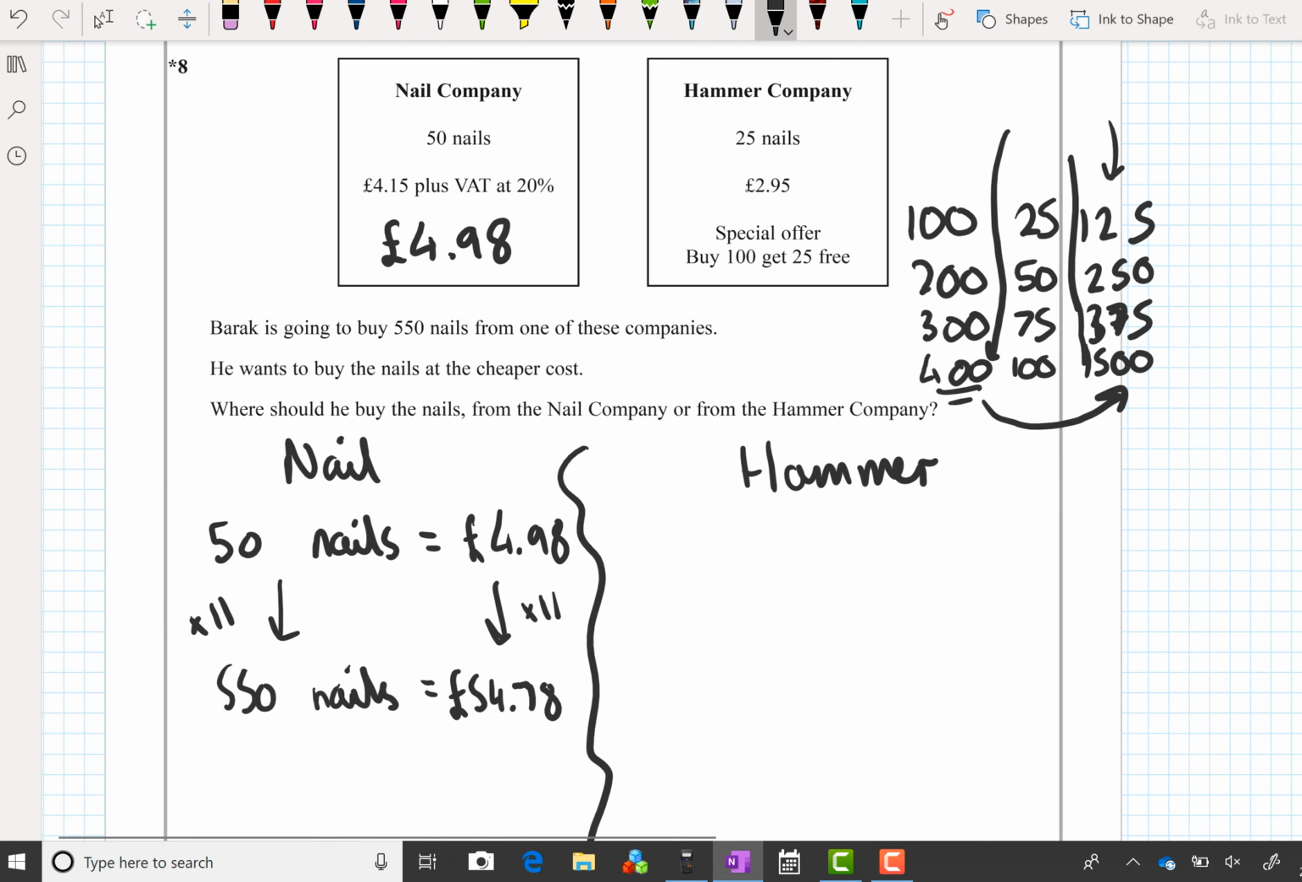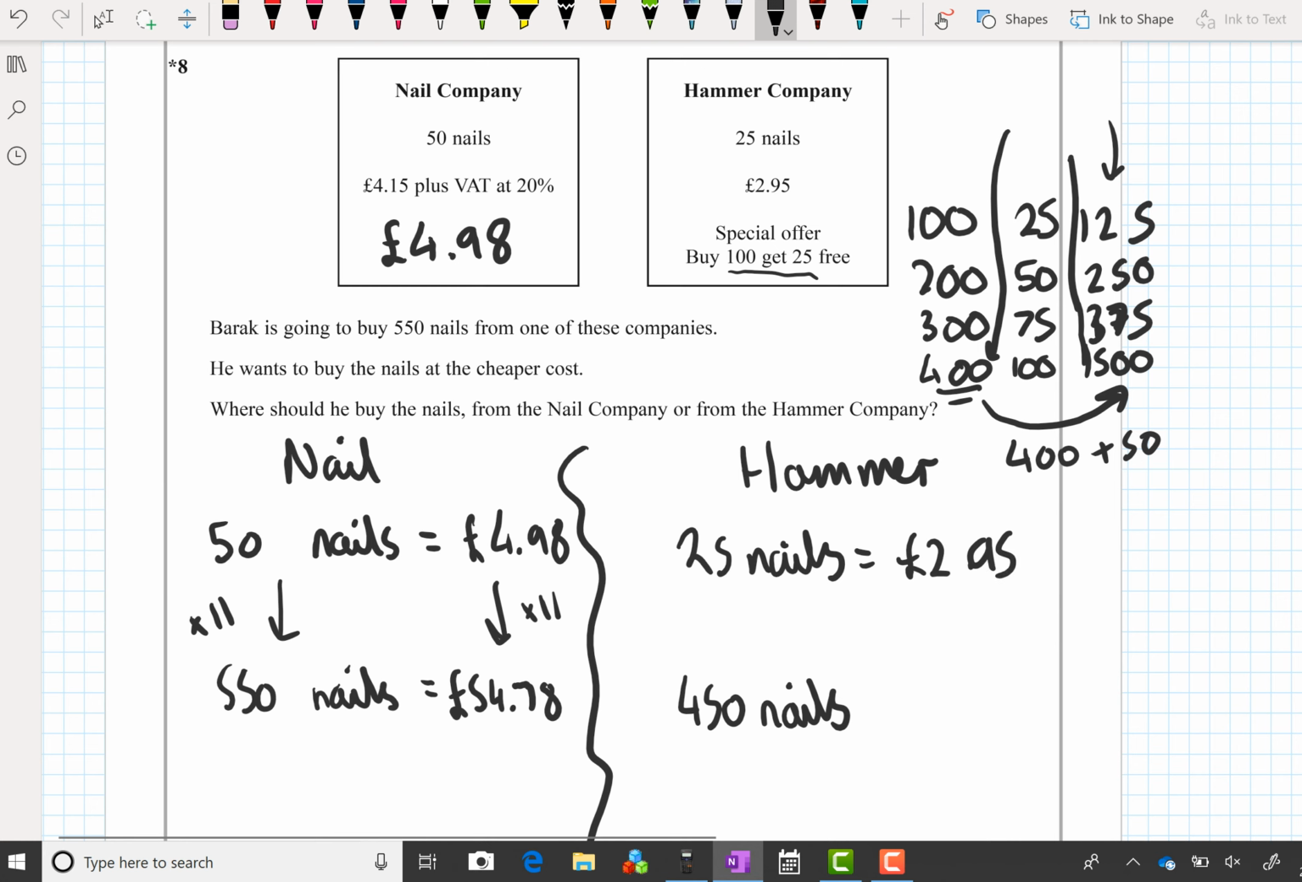Just bear in mind, if you're buying 400 nails, technically you're getting 500 nails because of that free 100. Now you need to buy another 50 nails, but there's no offer here because it just says only for every 100. So we're going to need another 50 nails because in total that would be 550 nails, so we need to buy 450. We know that 25 nails cost £2.95, but we only need to buy 450 because we get 100 for free.